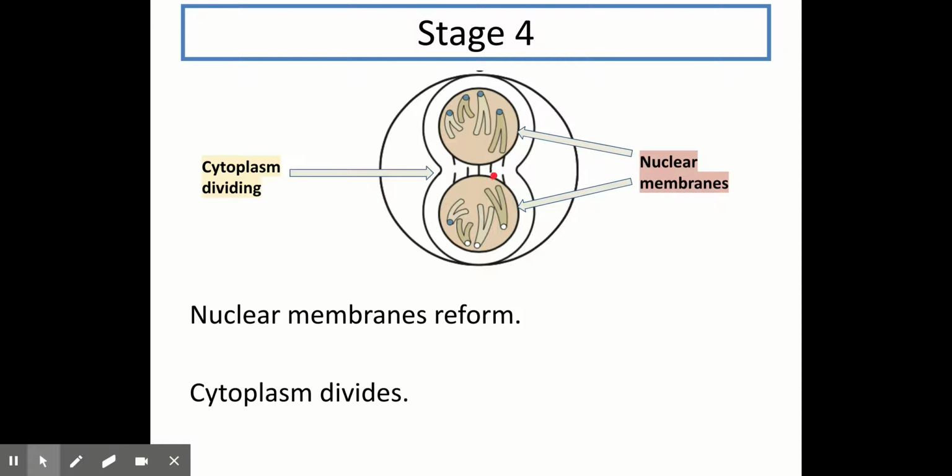So the chromosomes are normally contained in the nucleus, we know that normally. So although that dissolved in the last stage for it to happen, now 2 new nuclei are forming. So we're getting 2 new nuclei being formed here. So the nuclear membranes reform, creating 2 nuclei, one for each of the new daughter cells, and the cytoplasm starts to divide.